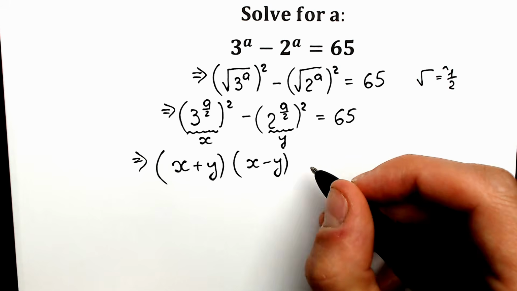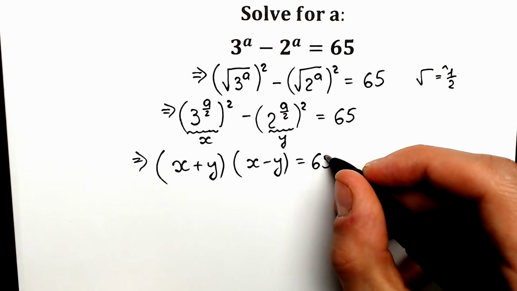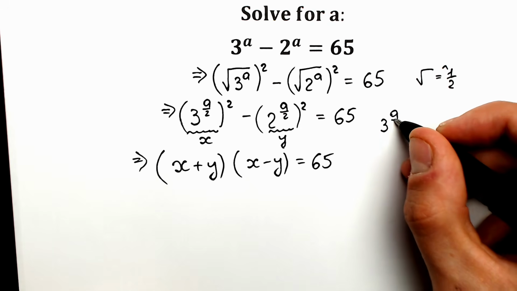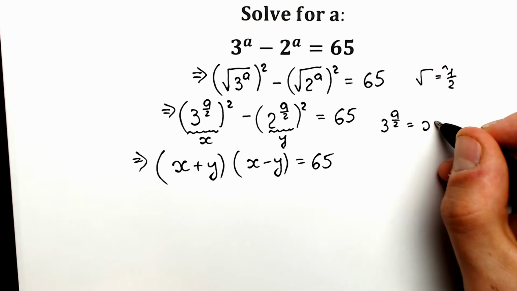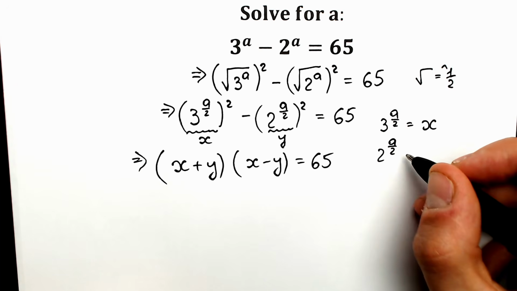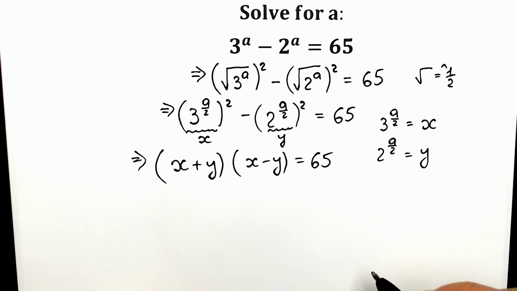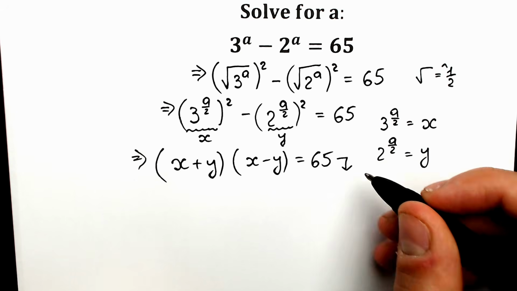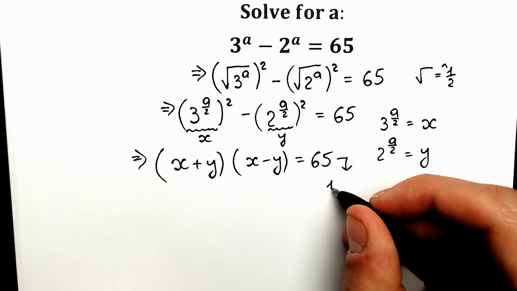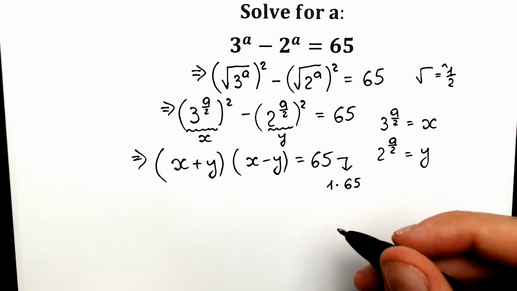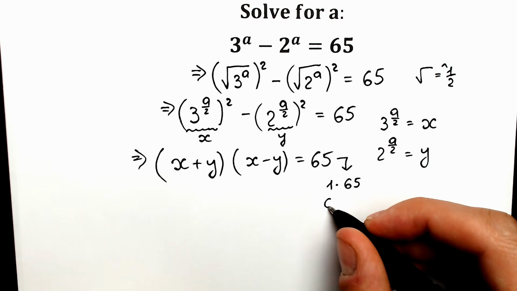It looks like a substitution, so I want to underline this substitution right here. 3 to the power a over 2, this is our x, and 2 to the power a over 2, this is our y. So we have our substitution. So we need to consider a lot of different combinations. The first one, 1 times 65. 65 is not a prime number, so we have to solve it for all the combinations.